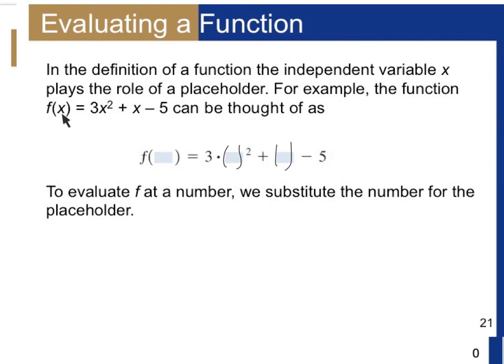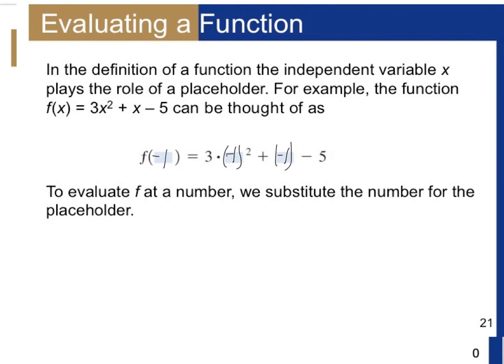Okay, but we can take that x out and say, let's just put blank parentheses there. So we can say f of blank equals 3, and every time you see an x, put blank parentheses. So f of x equals 3x squared plus x minus 5. We can think of that as f of blank equals 3 times blank squared plus blank minus 5. So for example, let's say we want to look at f of minus 1. We can just put minus 1 in those blank parentheses. Minus 1 there, minus 1 there.